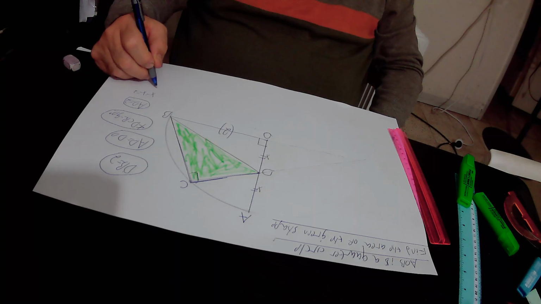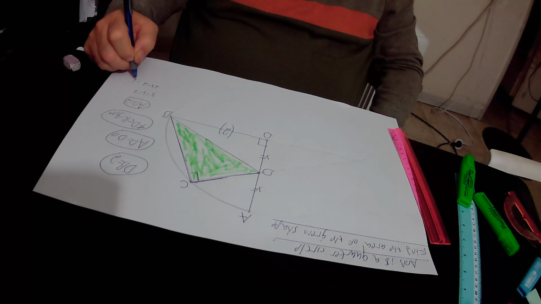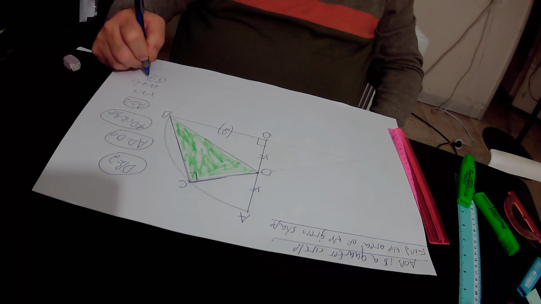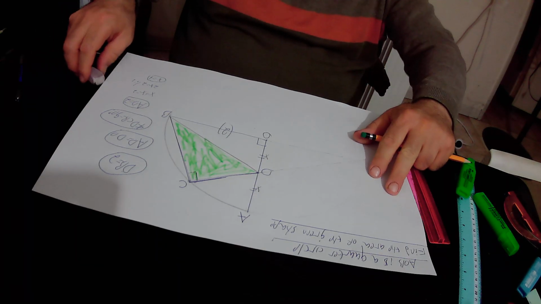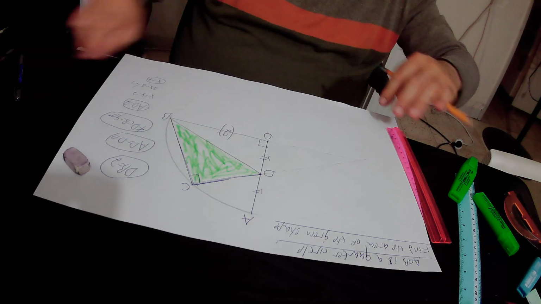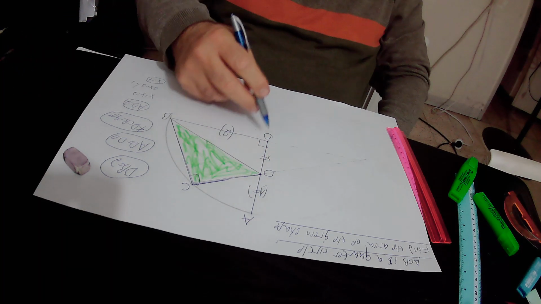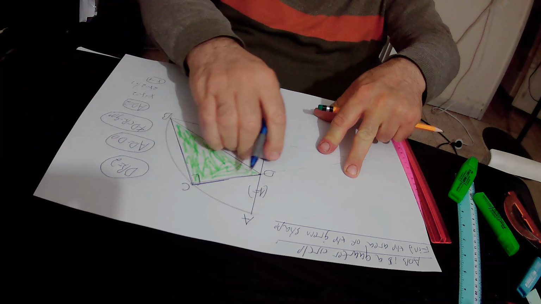So X plus X is 2X, and 2X equals 2. Here we divide this equation by 2, and finally we get that X equals 2 over 2, that is 1. So AD is equal to X, which equals 1 unit in length. And DO, that is also equal to X, is also equal to 1 unit in length.